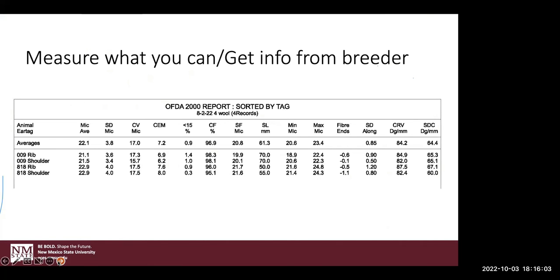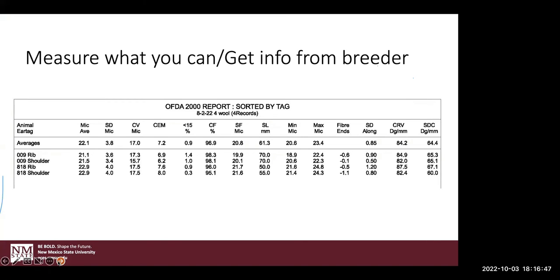So here's a slide, and I'm working on a publication now on wool quality and how to wrap your head around that. What we did is we took 2 samples from 2 rams here at New Mexico State University's West Sheep Unit. The main goal was to see variation between where that sample was taken, but also between animals. I think they were mature rams. And so you can see ram 009 had a micron value of 21, and ram 818 had a micron of 22.9.